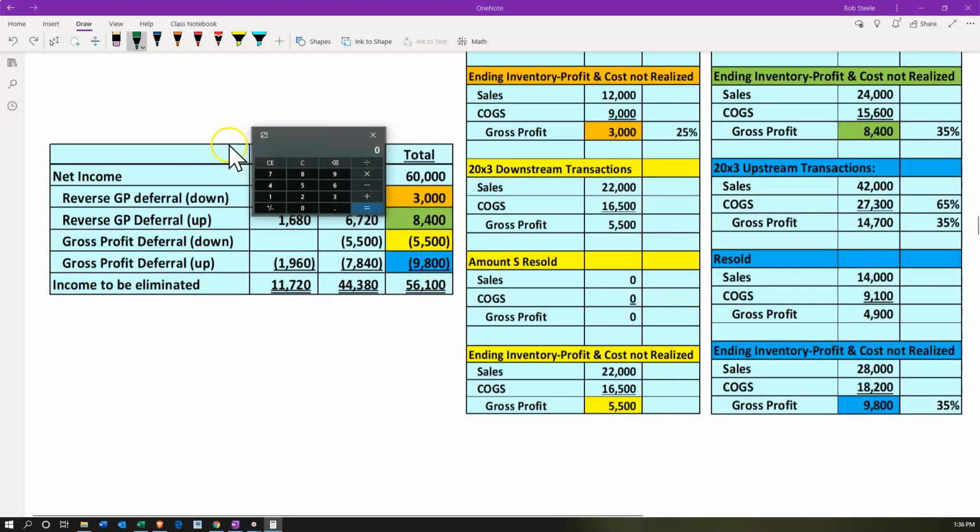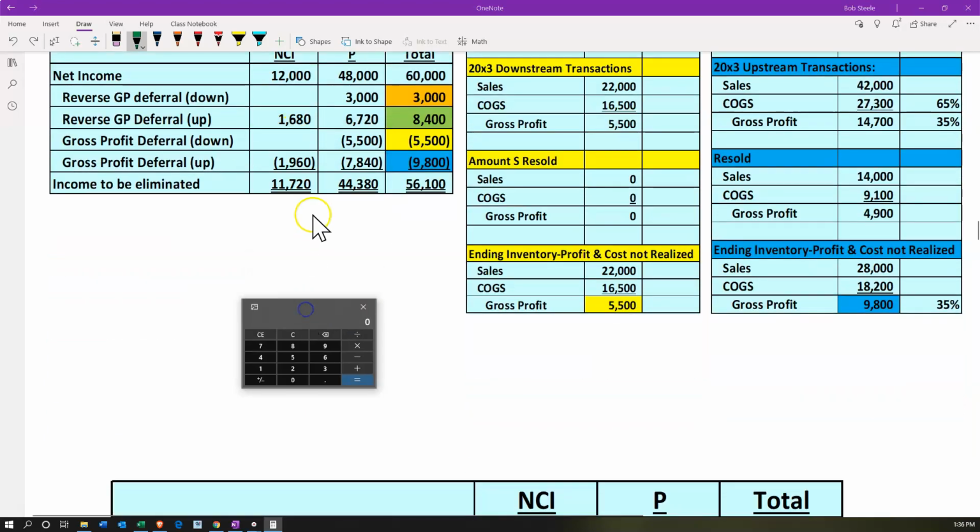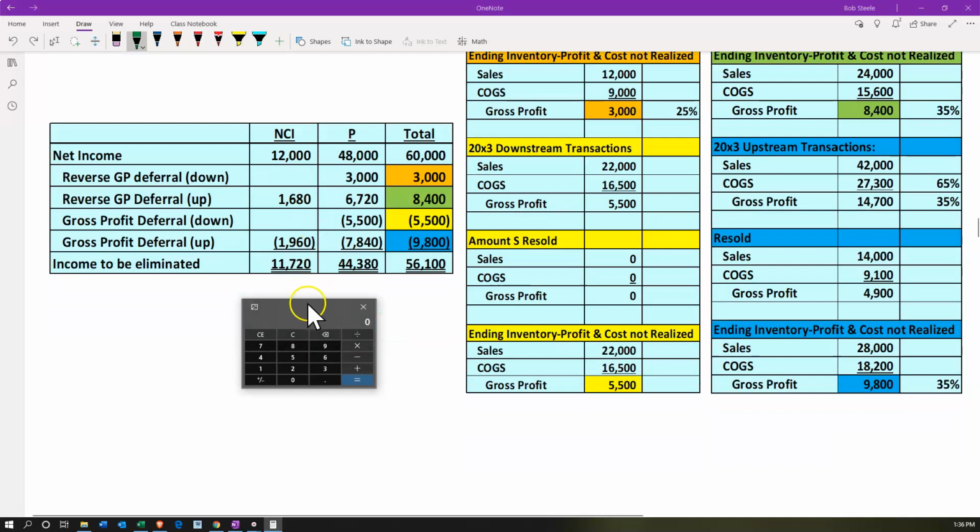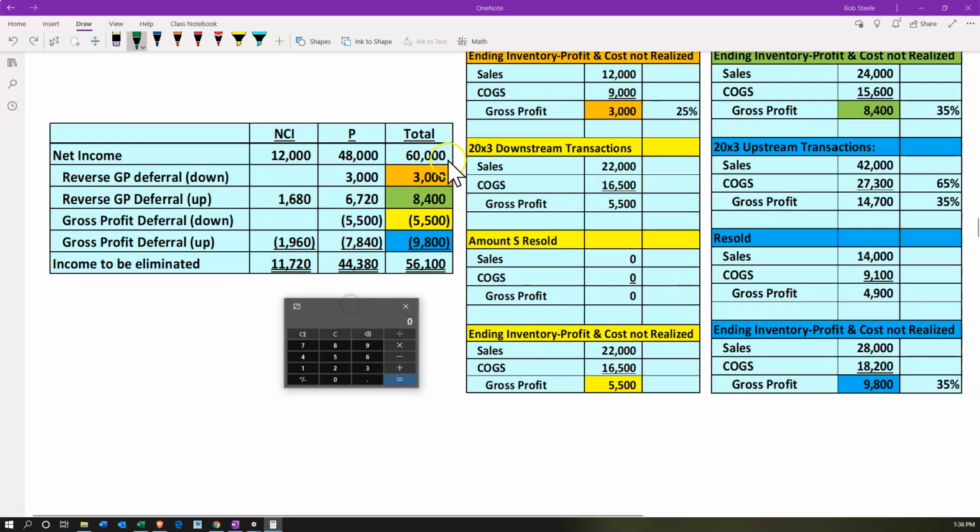So we want to just think about the standard kind of table. Once we have the standard table broken out, we can then just sum it up, of course. So now this would be the net income from S that we're now adjusting. So we're going to say, all right, here's the 60 plus the 3,000 plus the 8,400 minus the 5,500 minus the 9,800. That's going to be the 56. So this is going to be our adjusted net income, the adjustment that we're going to use in our first journal entry.